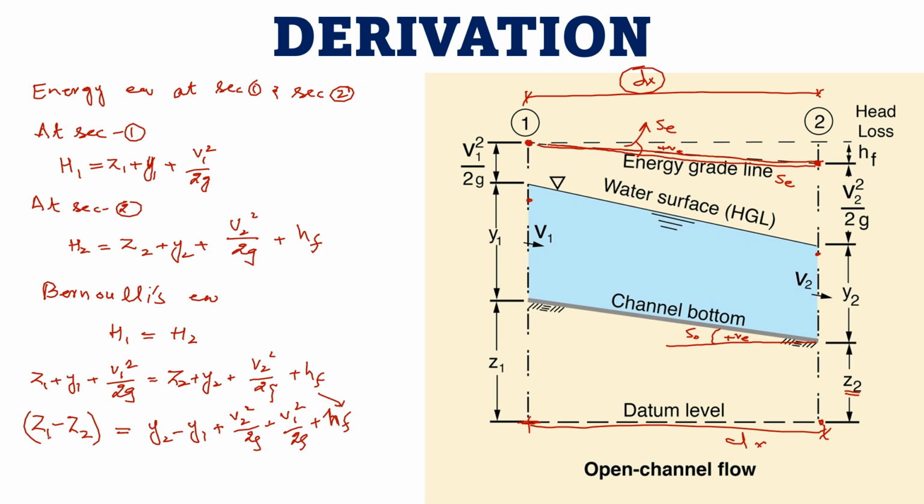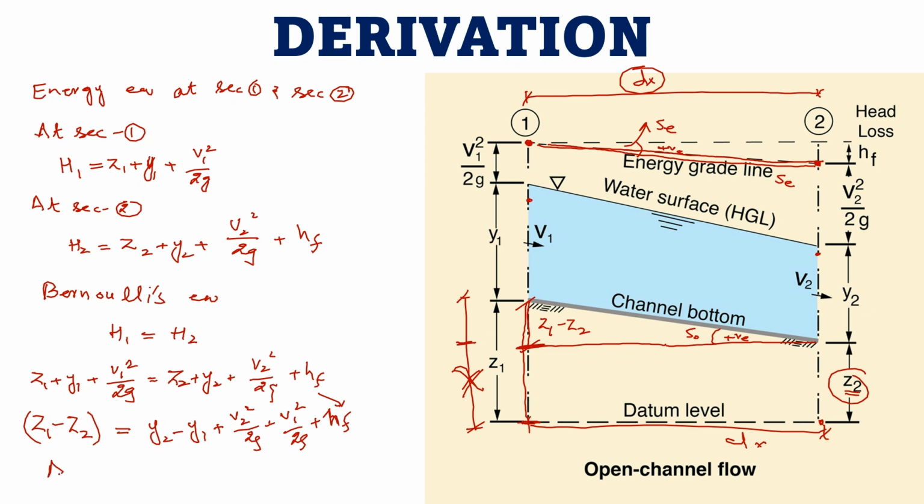Now Z1 minus Z2 means that Z1 is the elevation head at section 1 and Z2 is the elevation head at section 2. So we can simply say that this depth or distance is Z1 minus Z2. If we subtract this portion from the whole portion, what is this portion? This is Z2. So the whole is Z1 minus the portion from this point to this point. So this will be Z1 minus Z2.